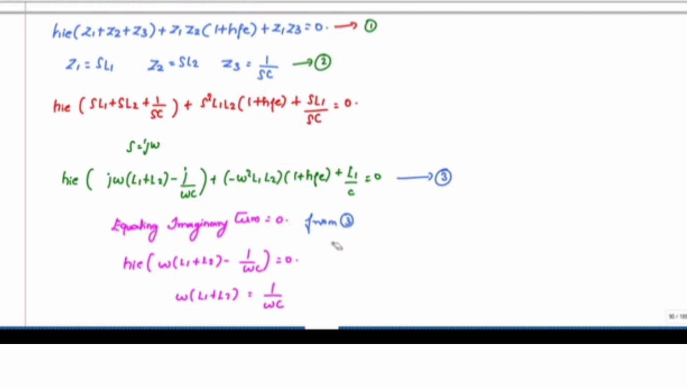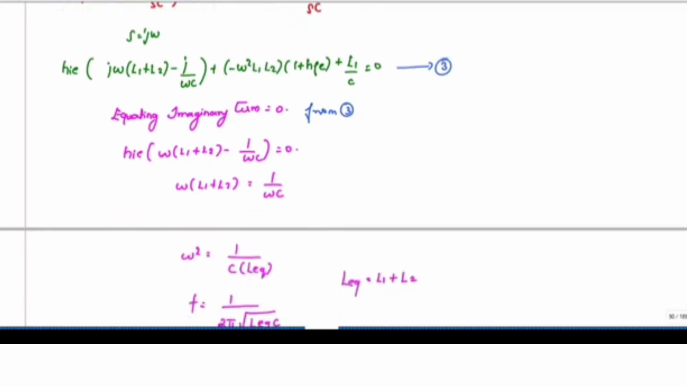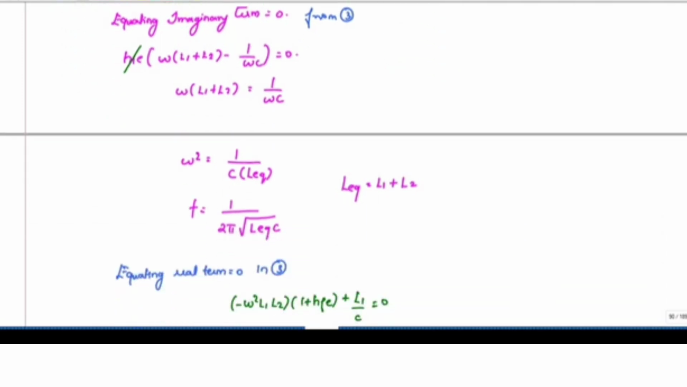Okay, so if you equate the imaginary term to 0, on the HI term I have imaginary terms, so I will get HI into omega into L1 plus L2 minus 1 divided by omega C is equal to 0. The first term in the third equation consists of an imaginary term, so I am equating that one alone to 0. So HI goes to 0, and omega into L1 plus L2 is equal to 1 divided by omega C. So I will get omega square is equal to 1 divided by L1 plus L2 into C. So here the L equivalent I can represent as L1 plus L2.